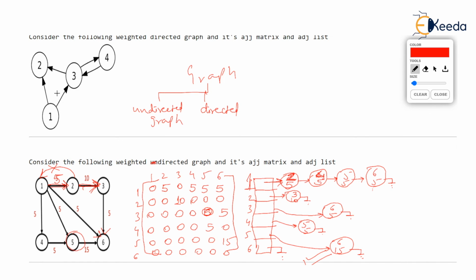Then the third type of graph is known as weighted undirected graph. Why? So edges will not have directions because it is undirected, but edges will have weights. For example, in this graph, if I remove all the directions, then the graph will become undirected. But if I keep all the weights, the graph will become weighted. And the fourth type of graph is known as weighted directed. So edges have direction and weights also.